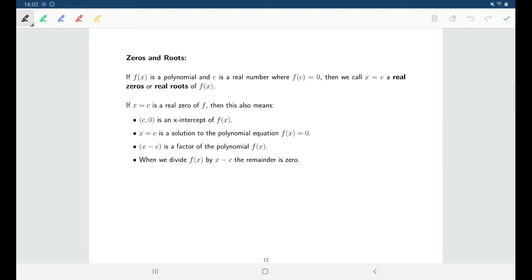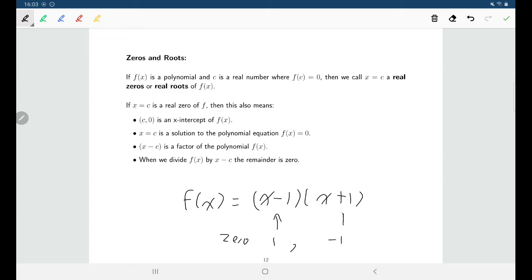So if you've got a real number that, when you put it in for x, makes your function equal to 0, you would call that value for x a real 0 or a real root. So for example, if you have a function f of x being (x minus 1) times (x plus 1), there would be two zeros. You would have a 0 of positive 1, and you would have a 0 of negative 1.